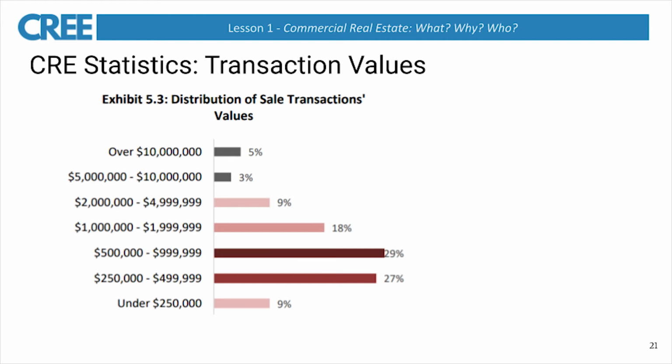Transaction values, again, this shows you where some of those deals are being done. Only 5% of the deals are 10 million or more. A lot of people think that they can get into commercial real estate and they're going to find a 10, 20, $50 million deal. They're rare, but they do happen. 5 to 10 million, 3%, and then all the way down. You can see that the sweet spot is going to be $500,000 to $1 million, where almost a third of all transactions are occurring in that price range.